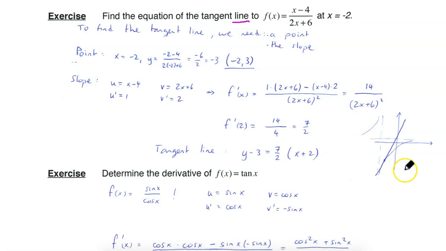Just a little rough sketch of the situation. Again, we do not need that to solve the problem, but it's interesting in the end to see what all of this looked like. It's a rational function, and then you have a line that just touches here at x equals negative 2, y equals 3.